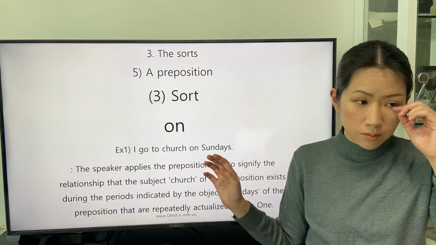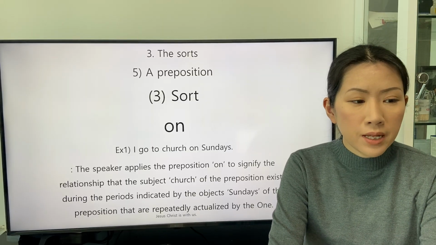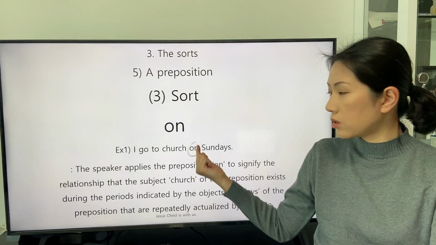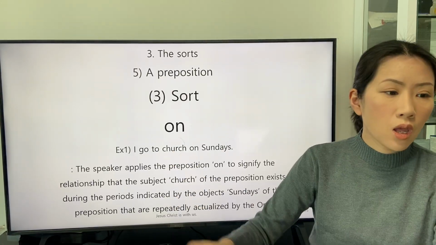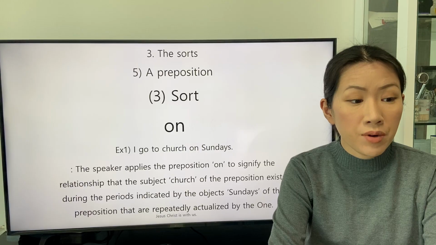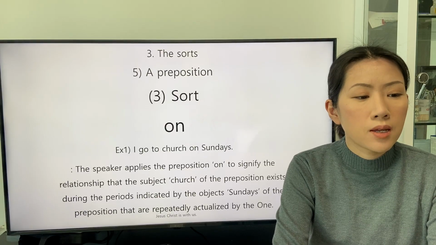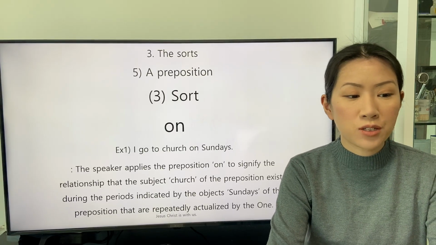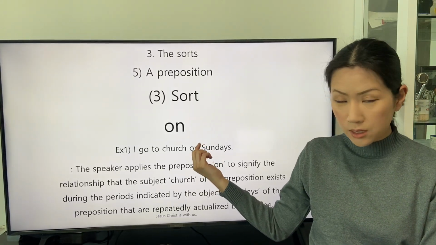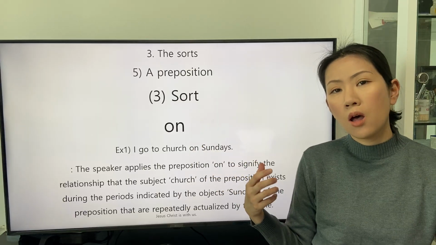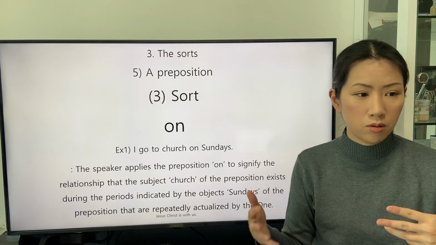There is a clause, I go to church on Sundays. The speaker applies the preposition on to signify the relationship that the subject, church, of the preposition exists during the periods indicated by the object, Sundays, of the preposition that are repeatedly actualized by the One. The object of the preposition on is changeable.